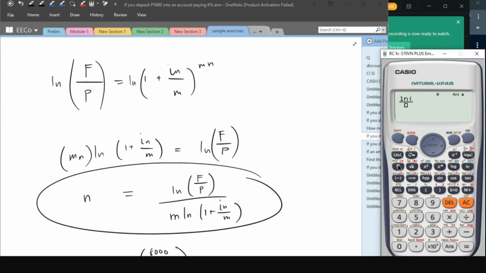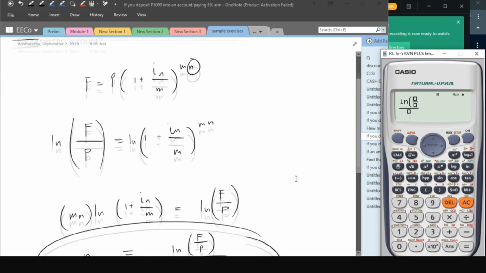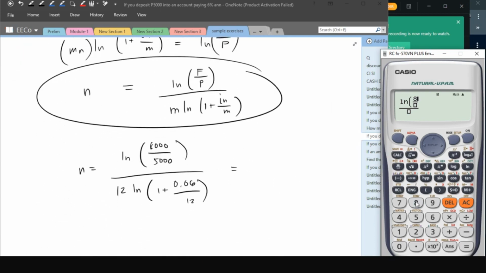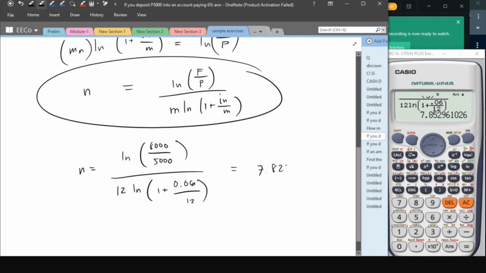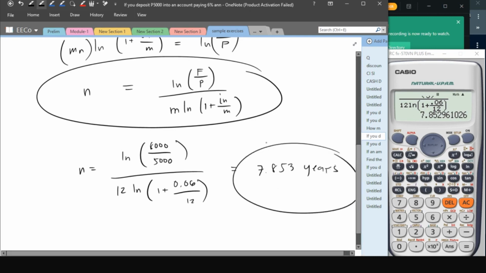So, ln ng 8,000 sa 5,000, 8 and 5 na lang. Divide by 12 ln of 1 plus 0.06 divided by 12. So the answer is 7.85 years. 7.853 pala. Years. Ganun lang kadali.